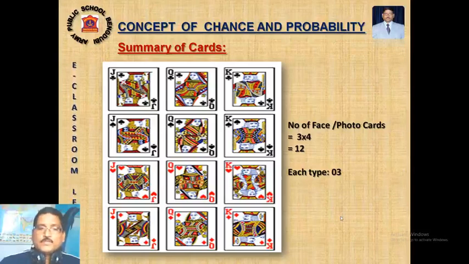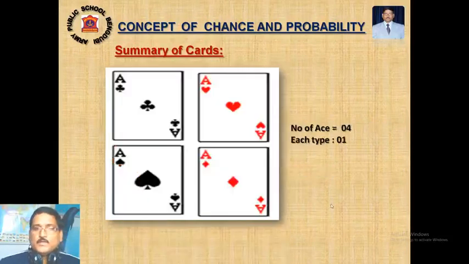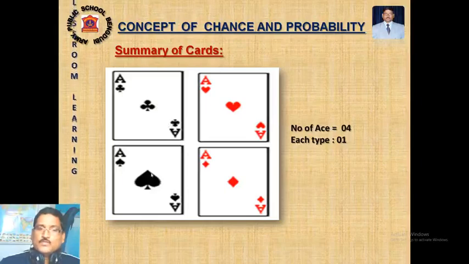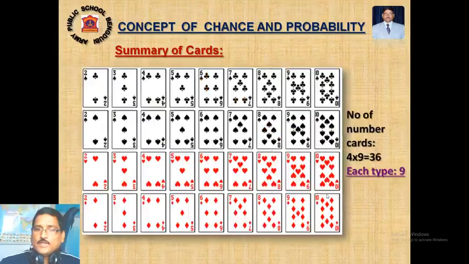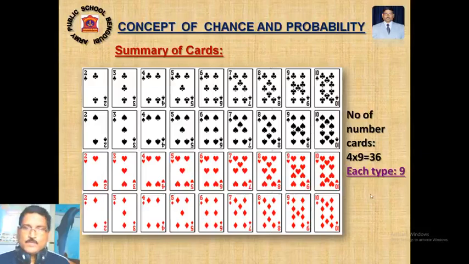So now sometimes they may ask to find the probability of getting a photo card of black color, or a photo card of red color. Photo cards of black color are 6, photo cards of red color are 6. Now here also the summary: total number of aces is what? One of each type. Out of this, 2 are red, 2 are black. This way we can find out. Now here also number cards. Each type will have 9. Out of these 36 number cards, 18 are black in color and 18 red in color. Clear? Now this is all about the probability.